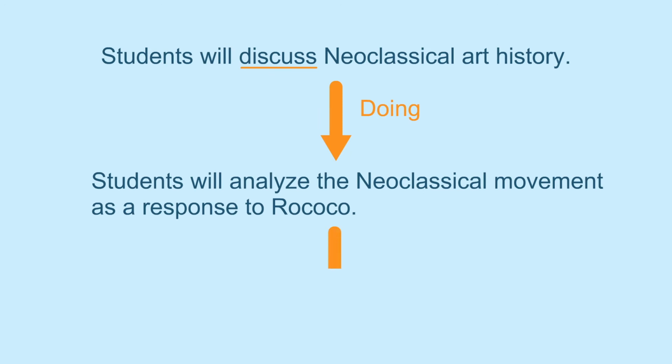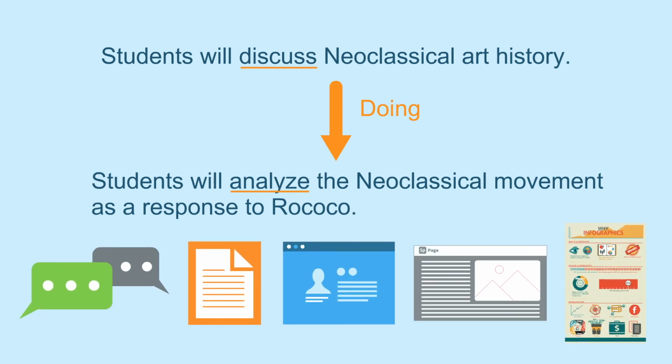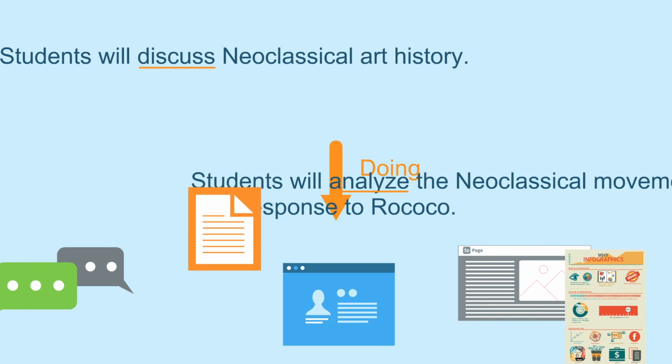Then we know that we need to include materials related to the neoclassical movement and Rococo in that module, and that our activity or assessment will need to be something where students can show that they have completed this analysis. So it could be a discussion, but could also be a paper, a multimedia presentation, or an infographic, among other possibilities. And the objective expands the option for demonstrating mastery rather than limiting it.